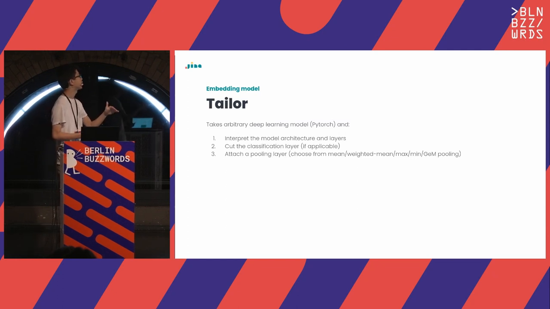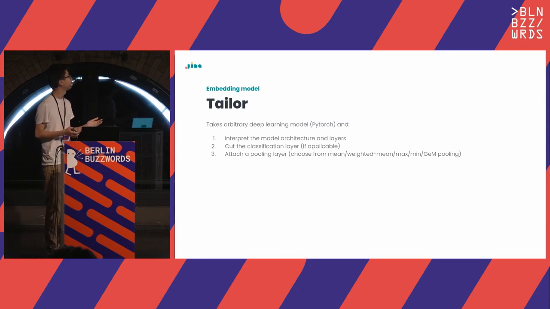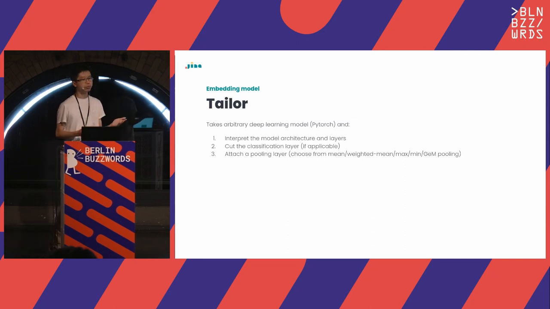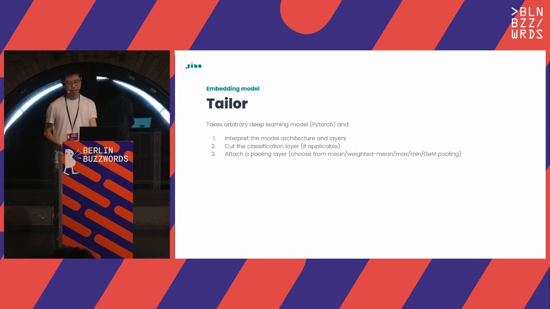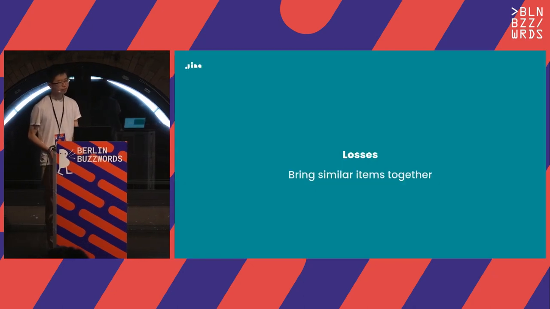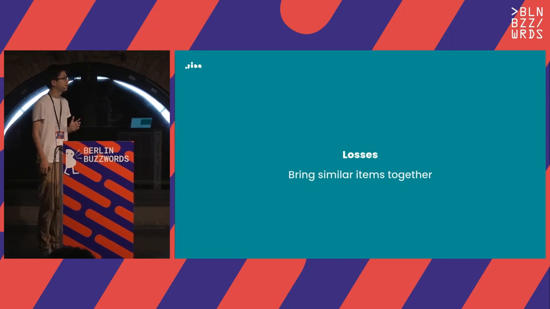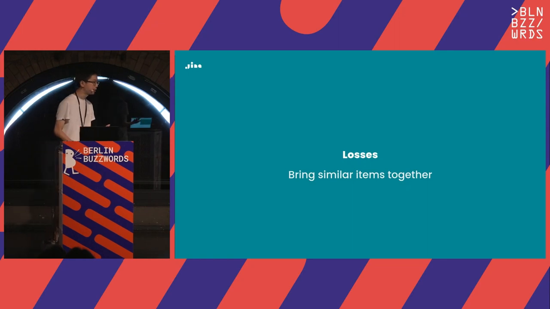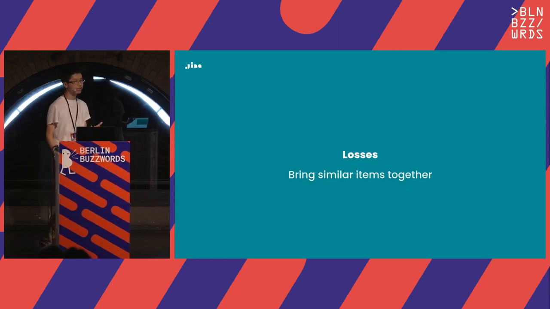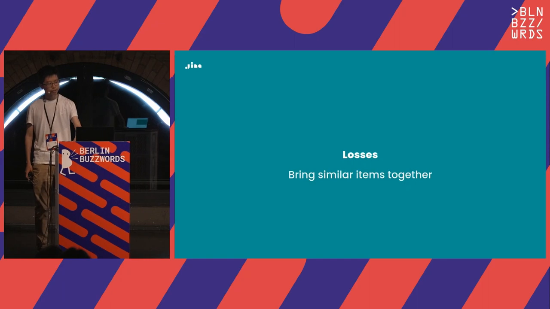In the third step, we attach a pooling layer at the end of the model. For example, you can choose from mean pooling, weighted mean pooling, which in some cases works best, max pooling, or GeM pooling. GeM pooling works nicely for image classification tasks. Now we have the embedding model, but this doesn't really work out of the box. What you need to do is bring similar items together following a loss function.